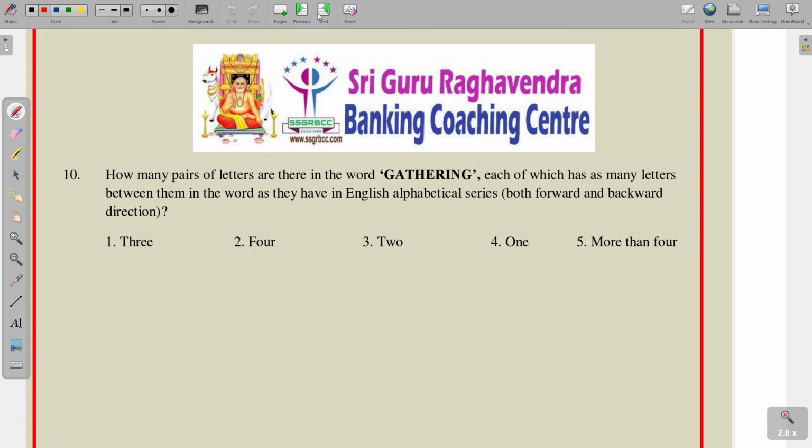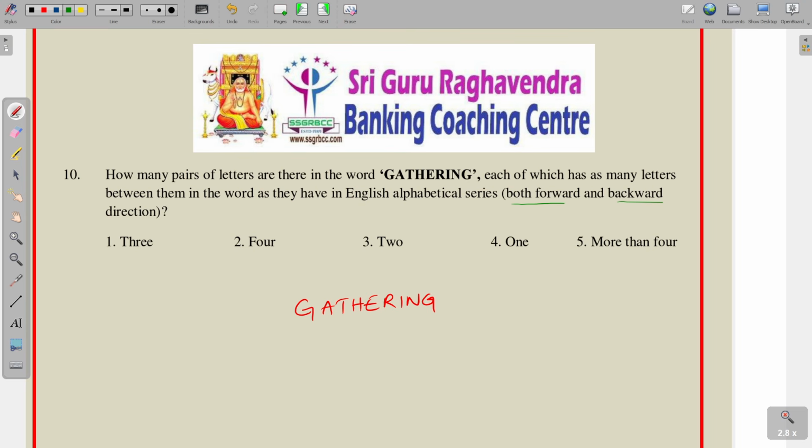Next, how many pairs of letters are there in the word gathering? Gathering. Each pair has as many letters between them in the word as in the English alphabetical series, both forward and backward directions. Starting from G.